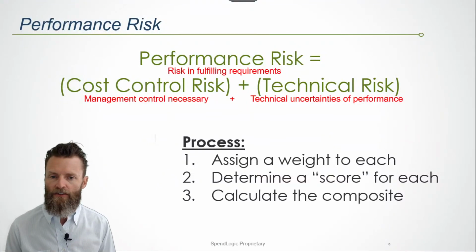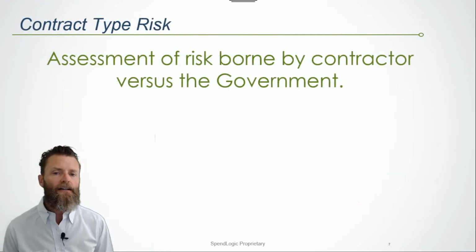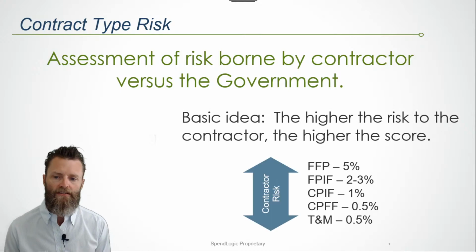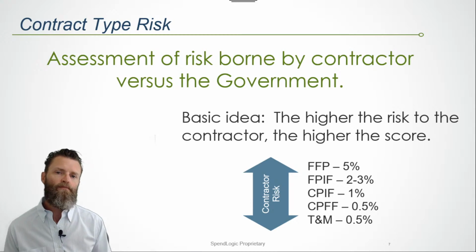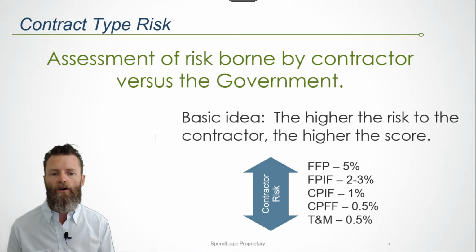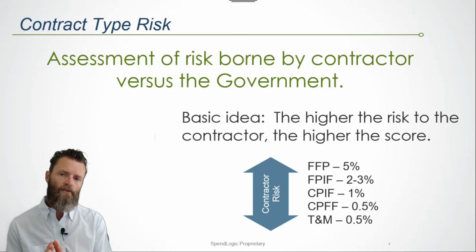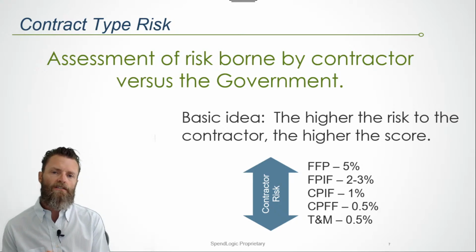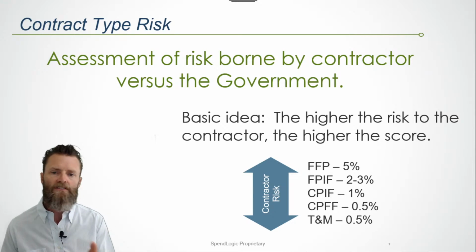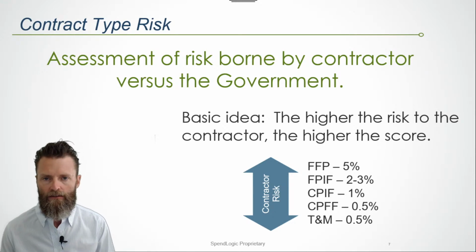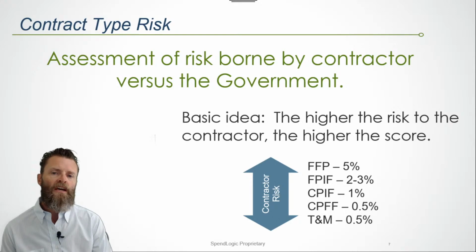That's performance risk, the first section in the weighted guidelines. The next one is contract type risk. What's contract type risk? This is the risk based on the contract type. Your risk as a contractor is going to be higher or lower based on the flavor of contract that you have. You can see this in the little graphic that I've got here on the screen.